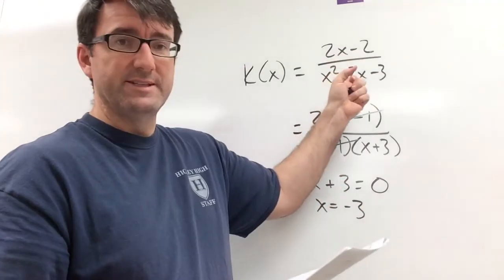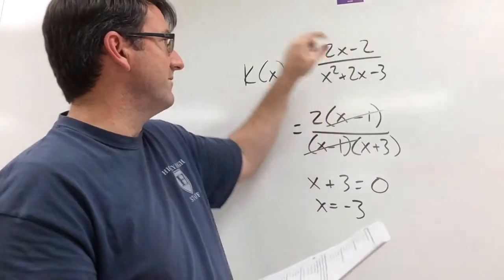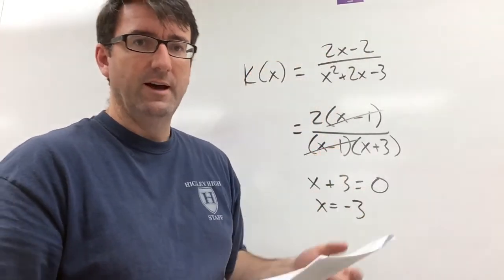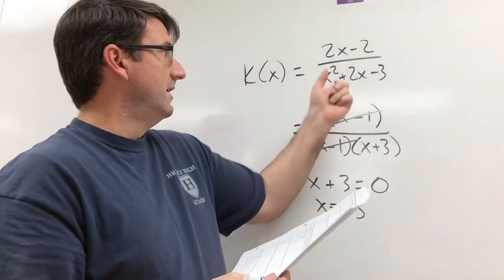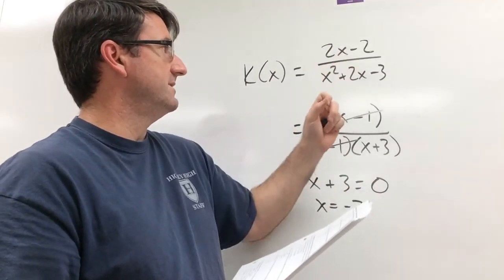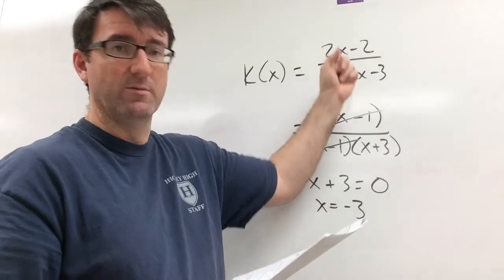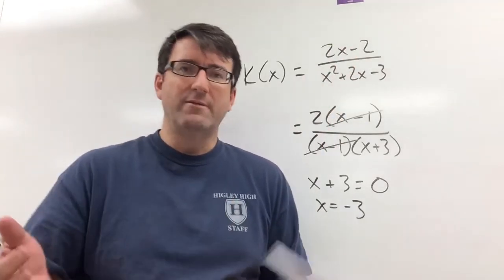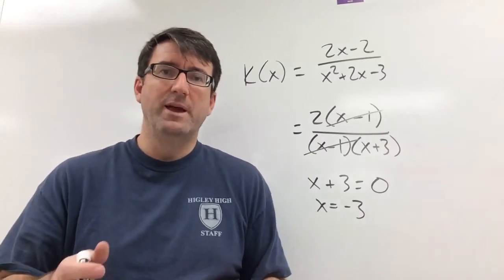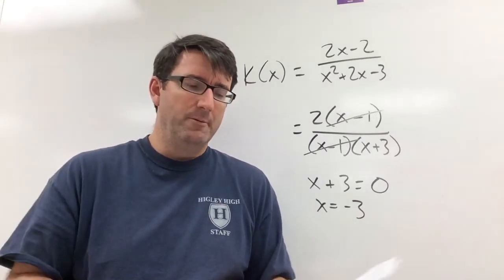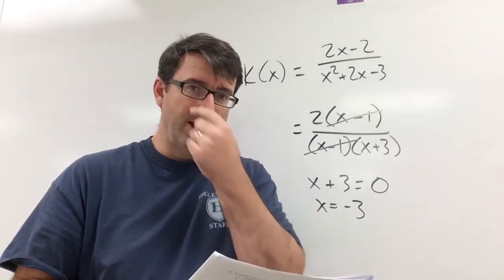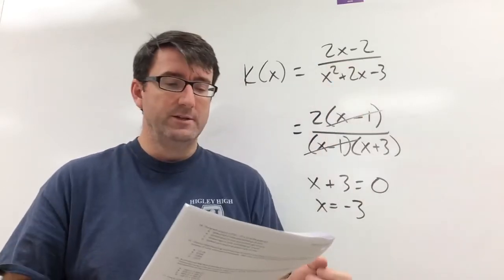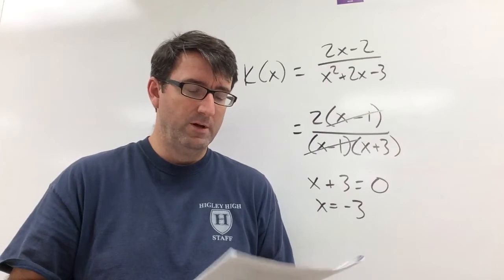If the degrees were the same, then we would ignore everything except the leading coefficients, and that would be our answer. If the degree on the top were larger than the degree on the bottom, then we wouldn't have a horizontal asymptote. In that case, we may have a slant asymptote, but no horizontal asymptote. So for number 20, this is getting closer to y equals 0.